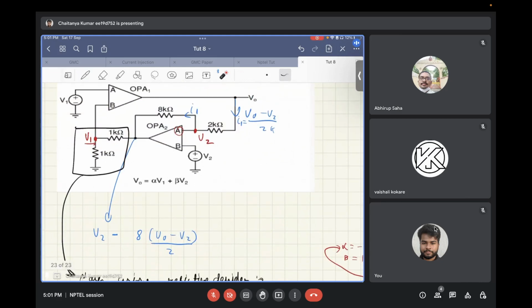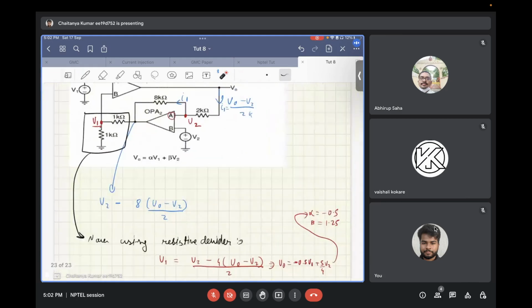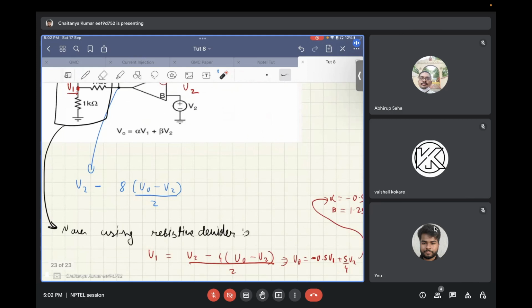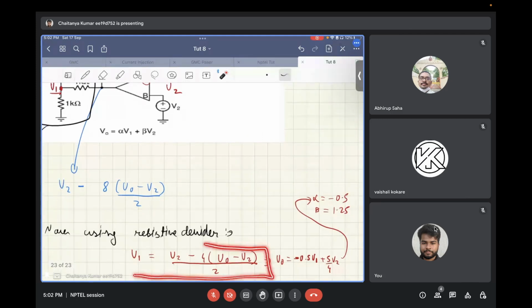Now from this voltage to V1, you have this 1 kilo ohm resistor divider, which will basically be an attenuation of half. Considering that, this complete voltage divided by 2 will give you V1. Now, if you rearrange this equation, putting V naught on one side and V1 and V2 on the other side, you get the value of alpha as minus 0.5 and the value of beta as 1.25. Any doubt in this?